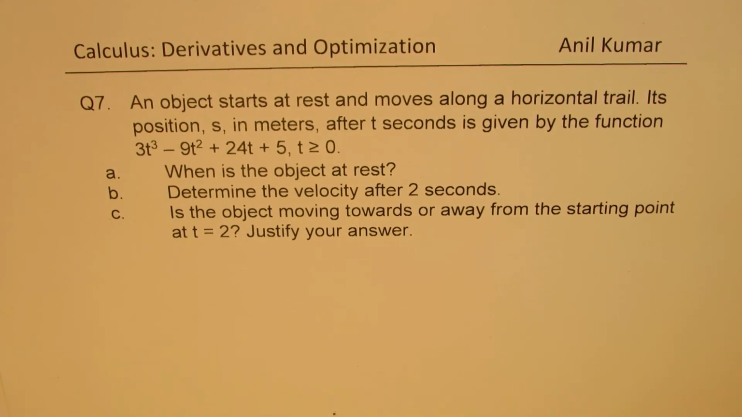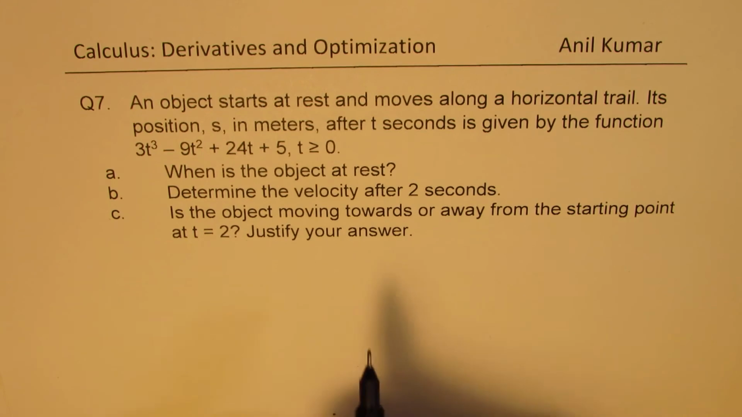An object starts at rest and moves along a horizontal trail. Its position, s in meters, after t seconds is given by the function 3t cubed minus 9t squared plus 24t plus 5, where t is greater than or equal to 0. When is the object at rest? Determine the velocity after 2 seconds. Is the object moving towards or away from the starting point at t equals 2?